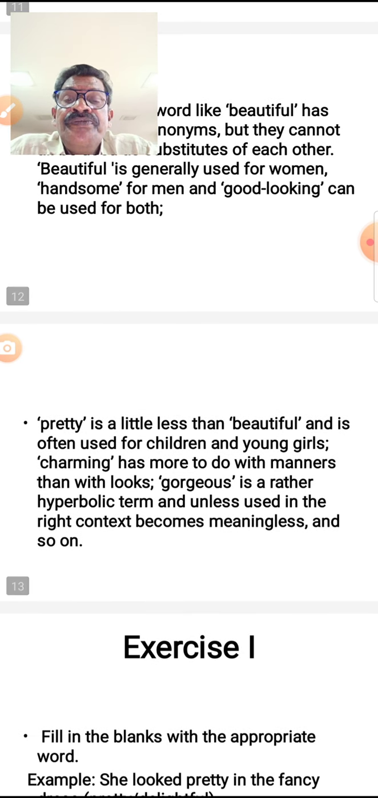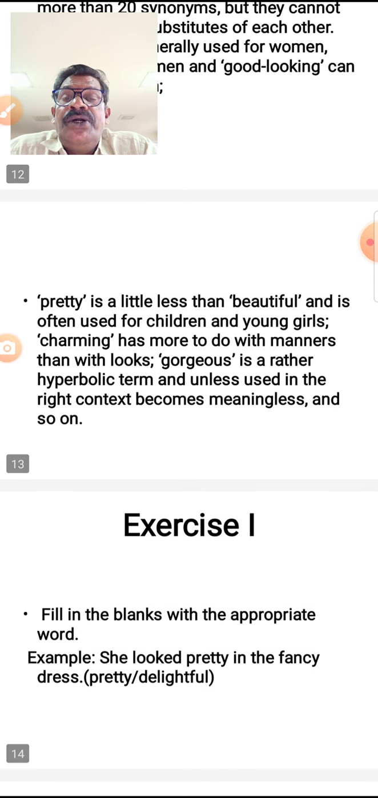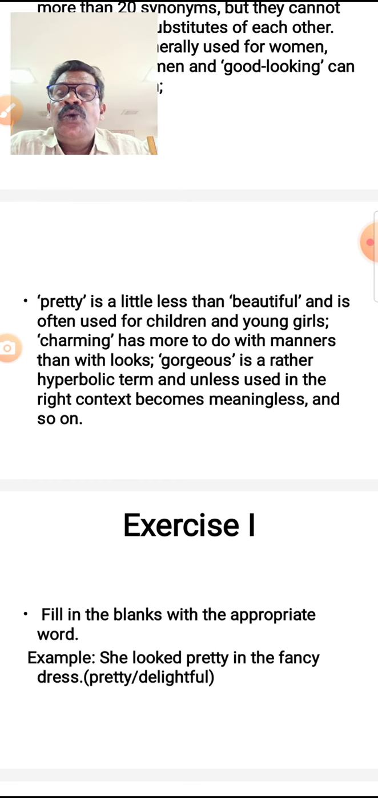And then pretty is another word. It is less than beautiful. So pretty also seems similar to beautiful, but it is less than beautiful. And that is why it is used for children and young girls, right? For children, for young girls, you cannot use beautiful, but you can use pretty.